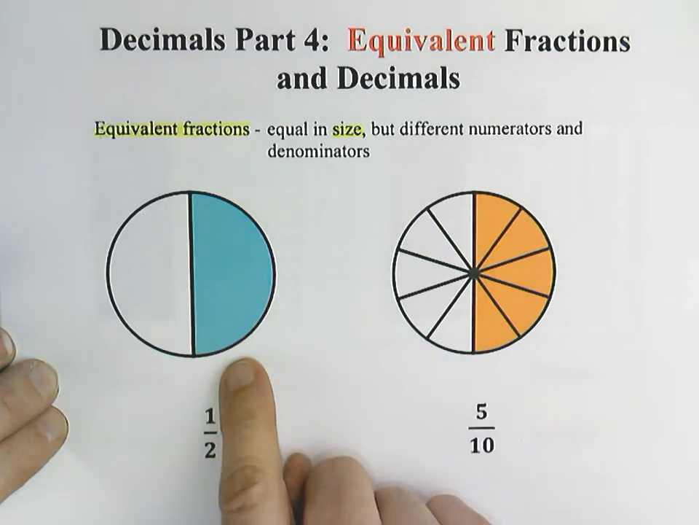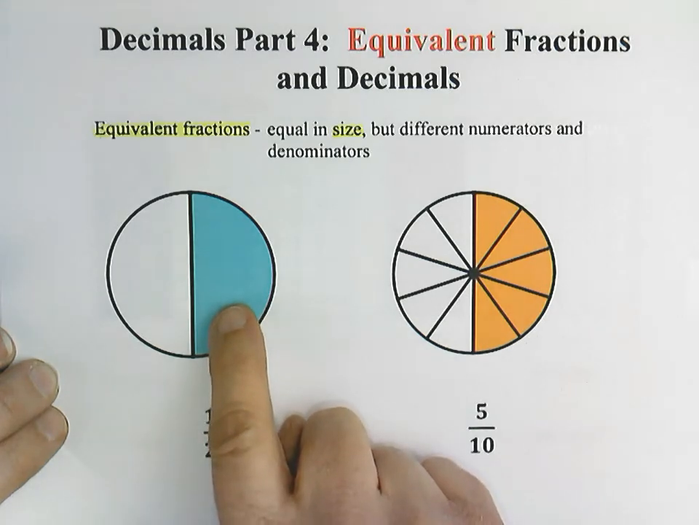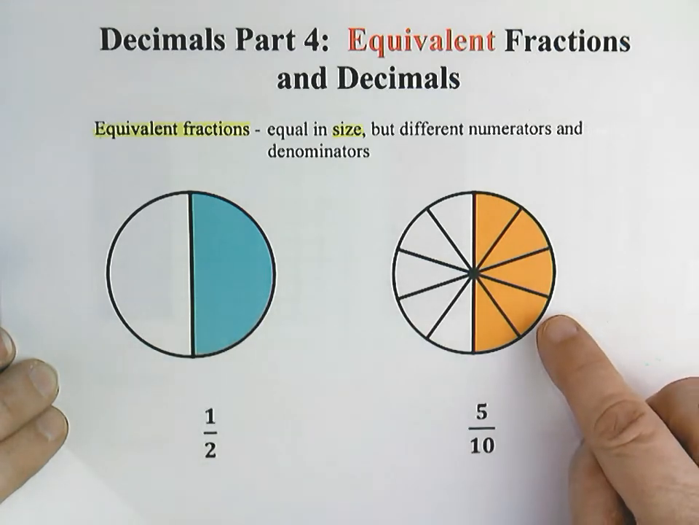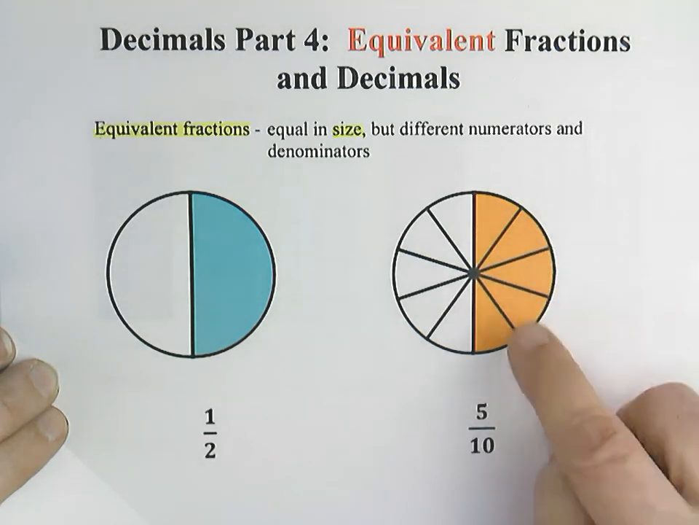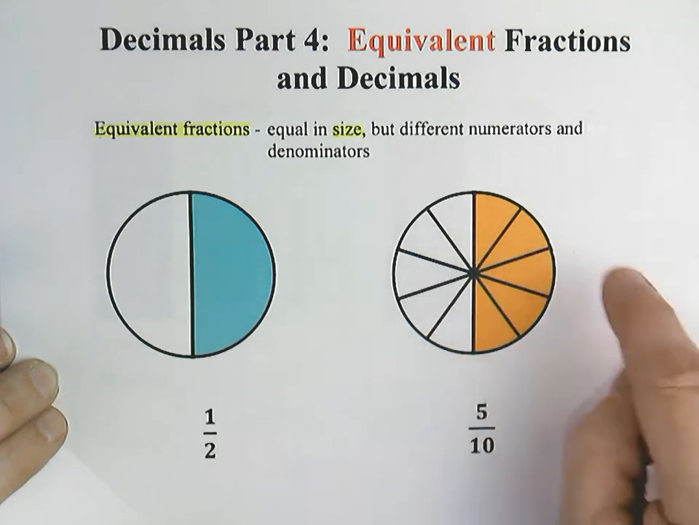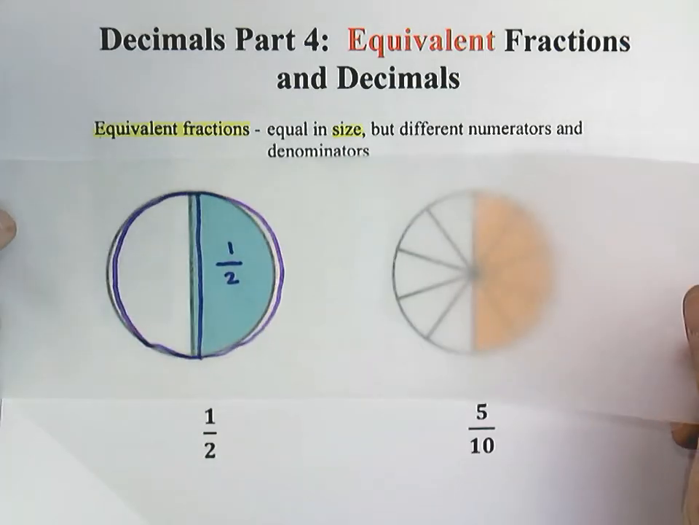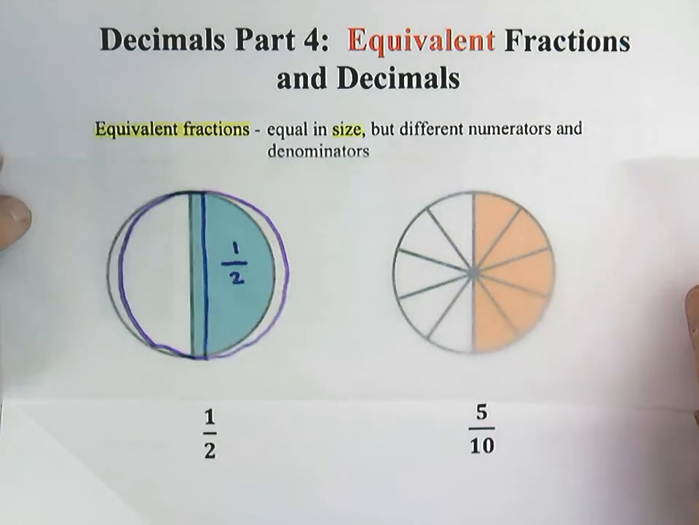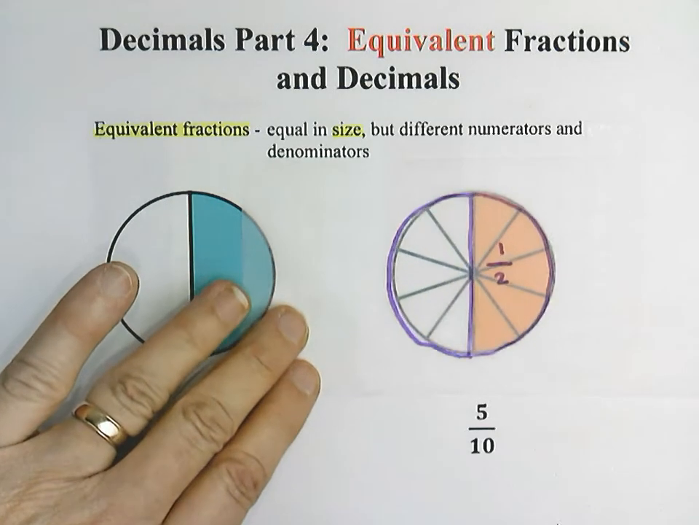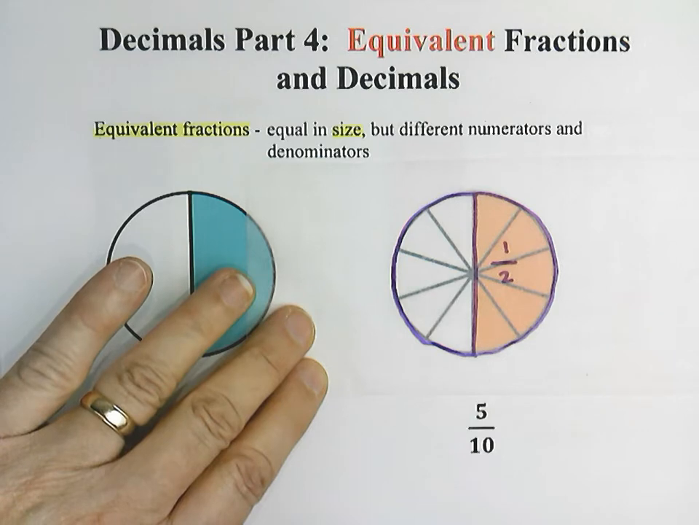The one on the left is 1/2. You can see the one is shaded out of 2. On the right side, we have 5/10, and we can see that we have a total of 5 shaded out of a total of 10. If I put tracing paper on top, we can say that equivalent fractions have the same size. And so here we have 1/2. And if I put this over, we can see that that 1/2 is exactly the same as the 5/10.